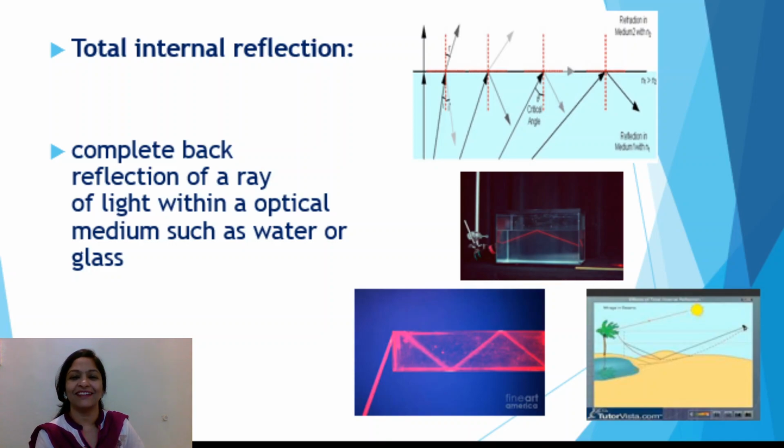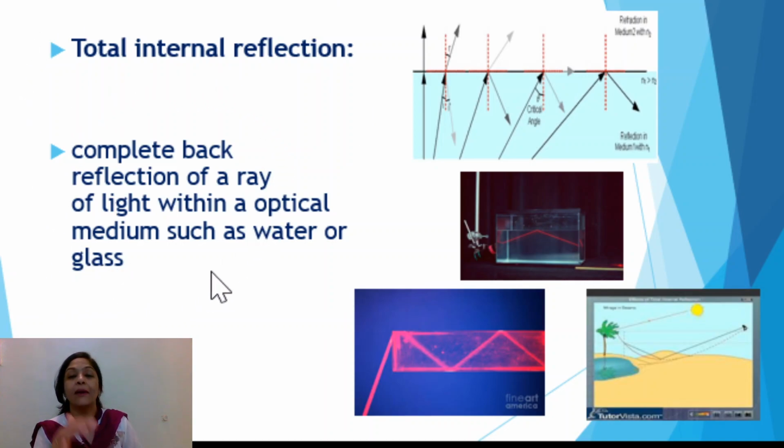What is that? We will see the image of a tree on the road, isn't it? And it is due to the mirage formation. Why is it so? Because instead of going straight, here the light is bending when it is coming from the denser medium to rarer medium. So how does it happen? What is the total internal reflection that we will see?